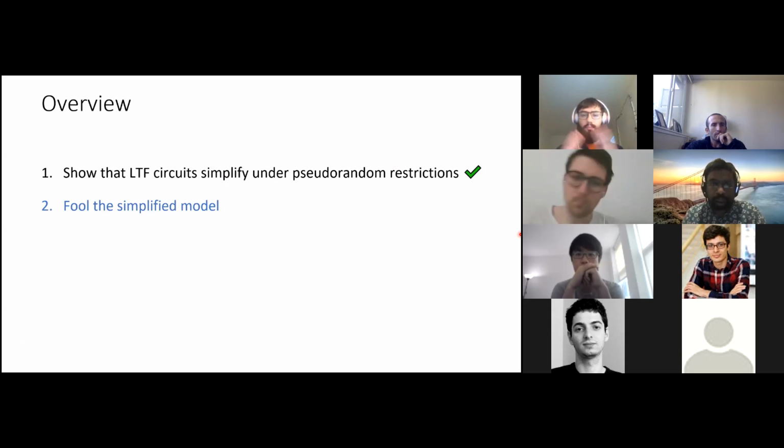Okay, so at this point, we've shown that LTF circuits simplify. I mean, simplify in one sense. The model that we ended up with is more complicated than the model we started with from a human perspective, but hopefully it's simpler in the sense that we can fool it. That's really what matters. That's the standard for simplicity: we just need to be able to design a pseudorandom generator now for this simplified model. So that's what we're going to do next.